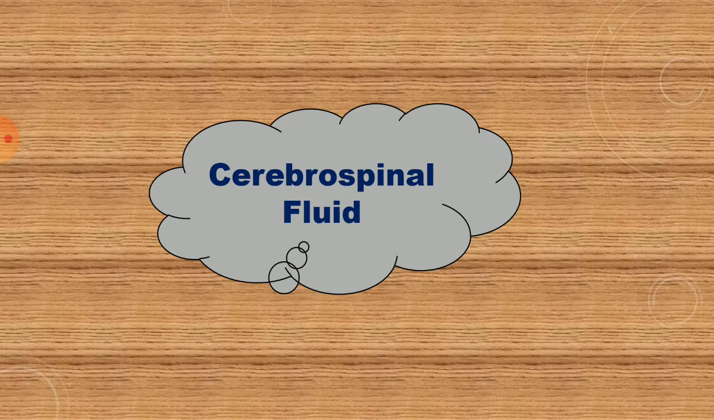The function of cerebrospinal fluid: it acts as a shock-absorbing fluid. If some shock comes from outside, the fluid protects the brain from sudden damage. It supplies nutrients to the brain. It collects waste from the brain to send out to the kidney. It is responsible for maintaining constant pressure inside the cranium.